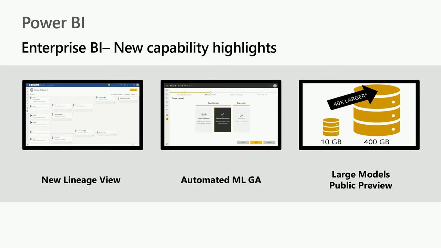So you can go beyond the 10 gigabyte limit in Power BI Premium all the way to the full memory of the machine, so you can do up to 400 gigabytes of data that's available today in public preview. And remember, that's compressed data. That's 4 to 8 terabytes of uncompressed data that's sitting in Power BI using our in-memory caching engine.